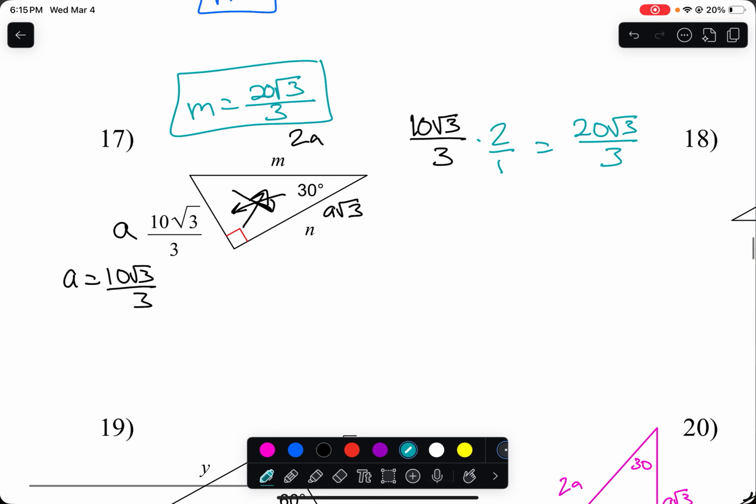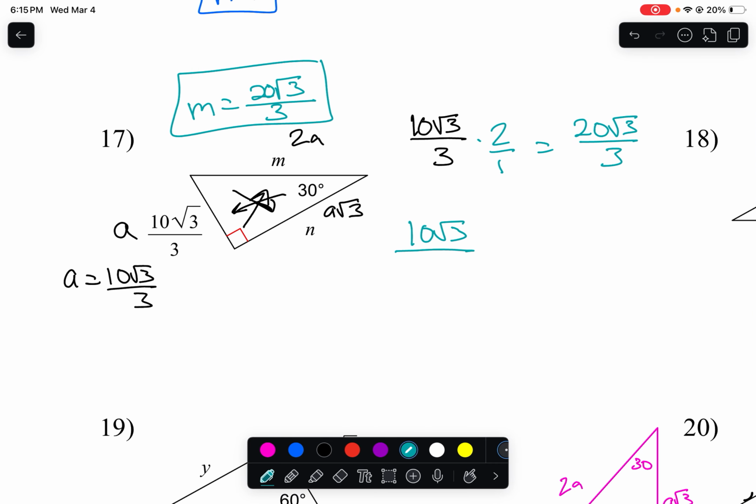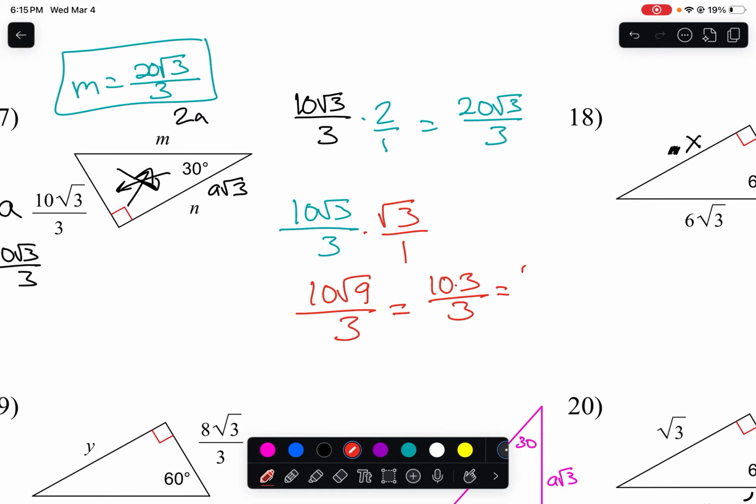Then, to find my n, I need to take my a value, which is 10 root 3 over 3, and multiply that by root 3. Remember, you can turn anything into a fraction by putting it over 1. I get 10 root 9 over 3, which gives me 10 times 3 over 3, which gives me 30 over 3, which gives me 10.